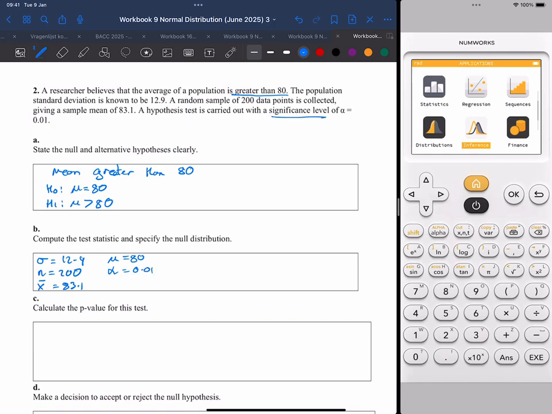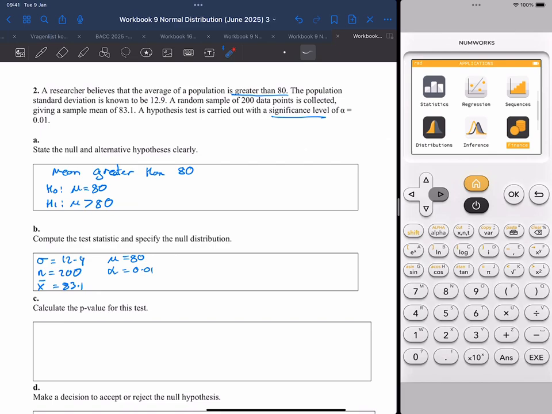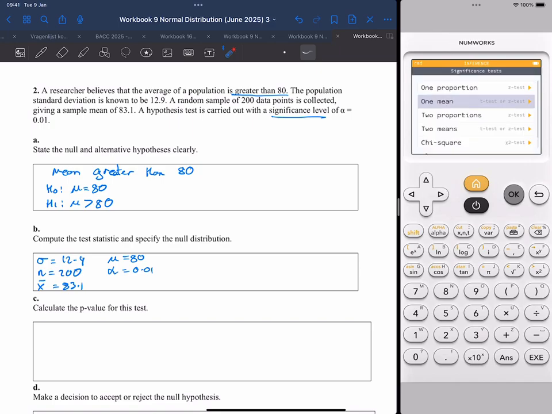We go to our calculator over here, and we're going to put all of this into the calculator. We're going to go into inferential statistics, which is this one. Press OK. Now we've got tests to do. We're going to go down and do a one mean test, and this is a z test. So here we go. Our null hypothesis is 80, so put in 80 here, press OK.